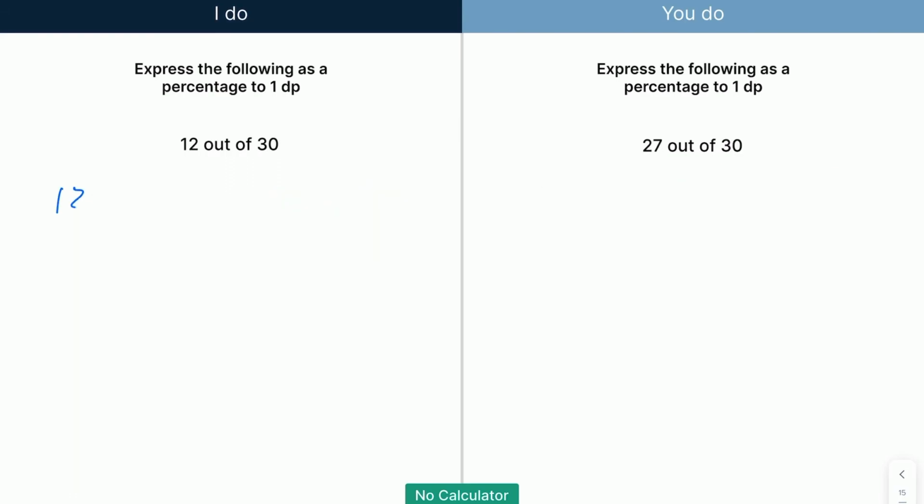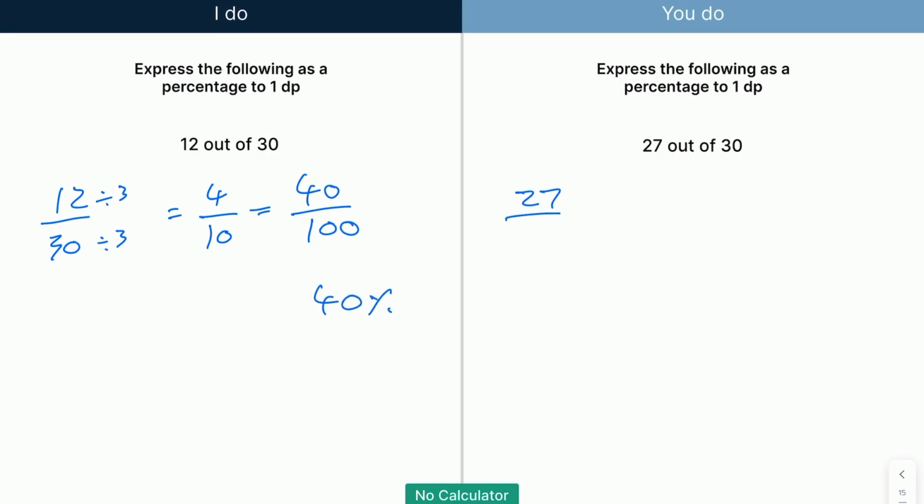Now, out of 30. So again, going from 30 to 100, we're going to have to multiply by some decimal. Can we make our lives easy? Yes, we can. If I divide the top and bottom by 3, that gets me to 10 and that gets me to 4. Now it's easy to get to 100. I just need to times the top and bottom by 10. So the answer here is 40%.